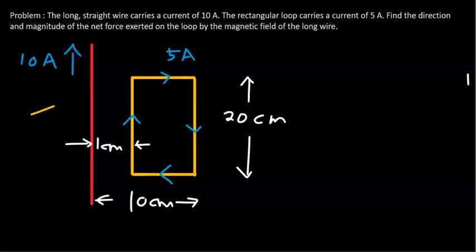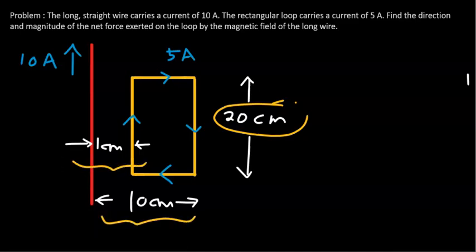So this long straight wire carries a current of 10 ampere. The rectangular loop carries a current of 5 ampere in the direction shown. We want to determine the direction and magnitude of the net force exerted on the loop by the magnetic field of that long wire. These are the distances. One of the sides is 20 cm long for the loop. The distance between the sides of the loop from the long wire is 10 cm and 1 cm.